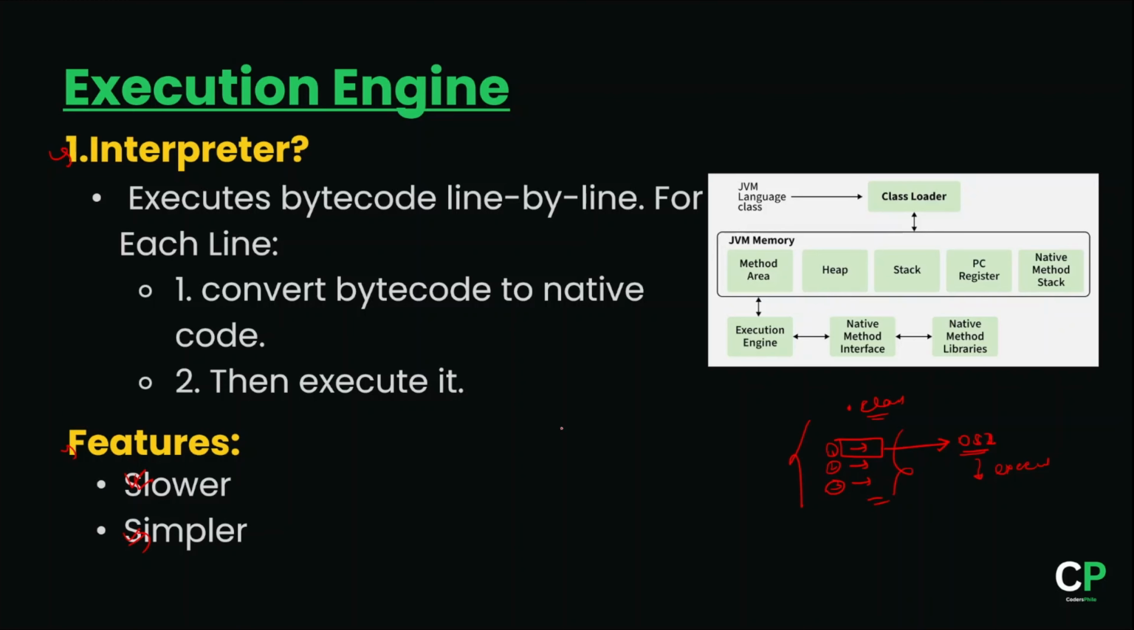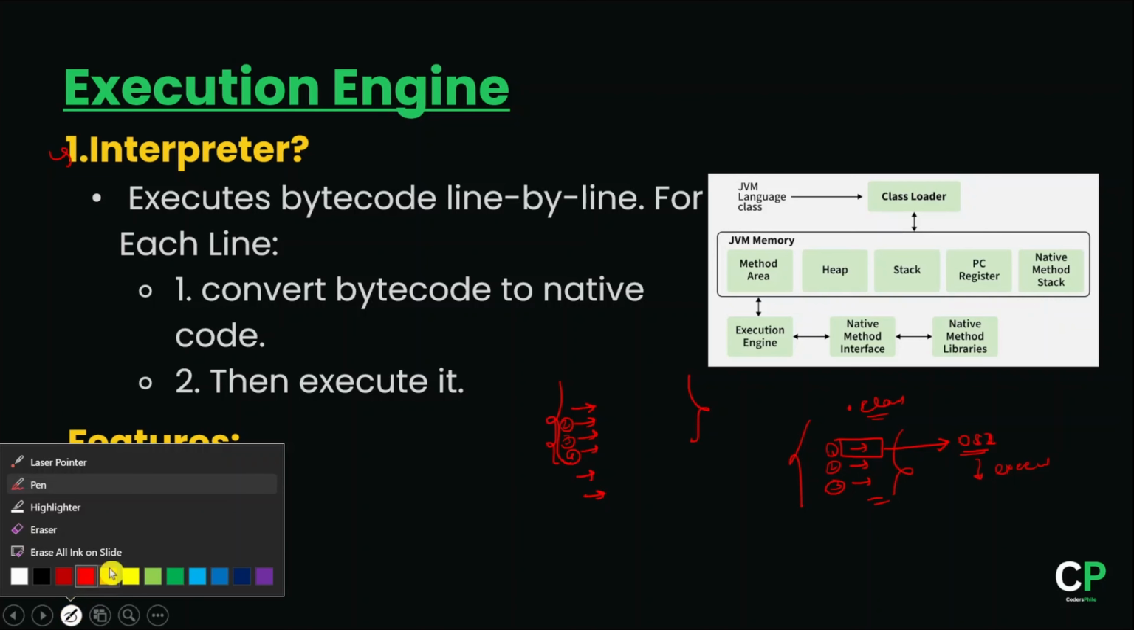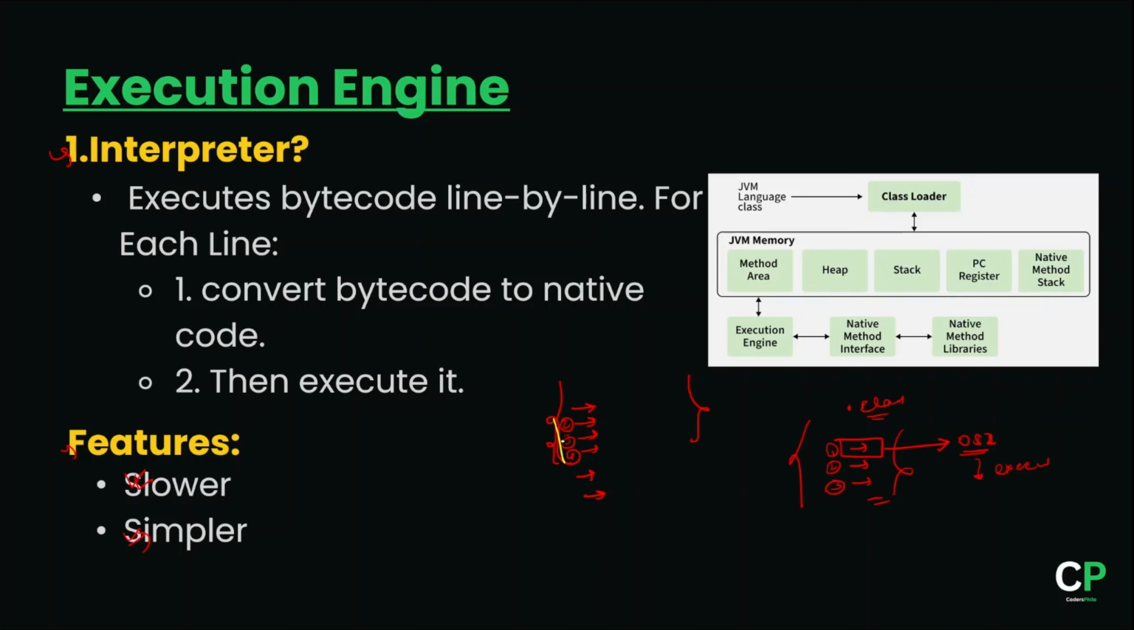Suppose there are some instructions in our program, say lines number 2, 3, 4. What is the problem with this approach? Suppose these 3 lines are repeated again and again in our program, like they are repeated here also, and here also. These instructions are used various times in our program. So again and again there is a need to convert the bytecode into 0s and 1s and then execute it, and it is very slow.